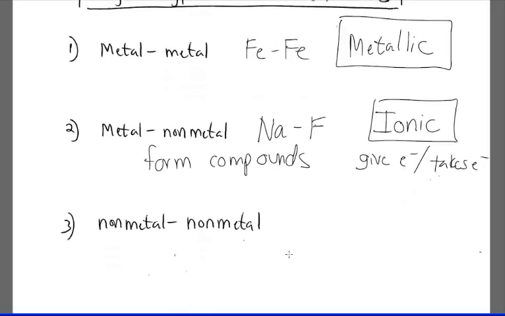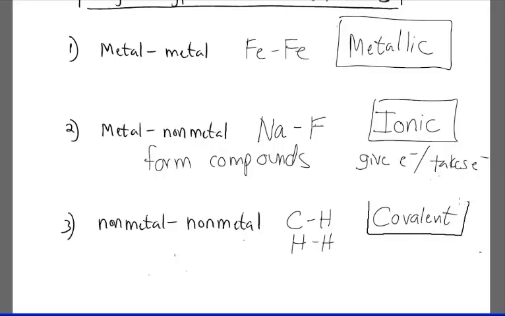Then the third category is nonmetal bonded to a nonmetal. So that could be, for instance, carbon and hydrogen. It could also be hydrogen bonded to itself. And those are covalent bonds. In covalent bonds, there's not giving and taking, but there is sharing of electrons. When we have nonmetal bonded to nonmetal, we call these molecules.